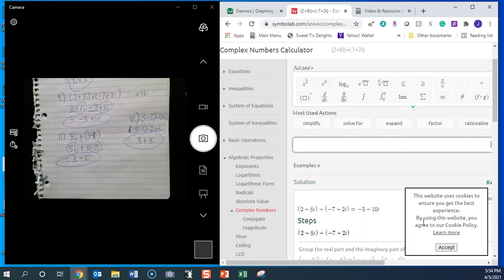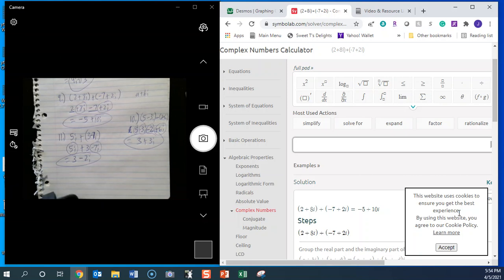Now I would tell you this, when they ask you to accept cookies, I don't accept cookies. I just work around this because it's not like we have a lot of lessons dealing with the imaginary numbers. So you're not going to need this calculator that much.